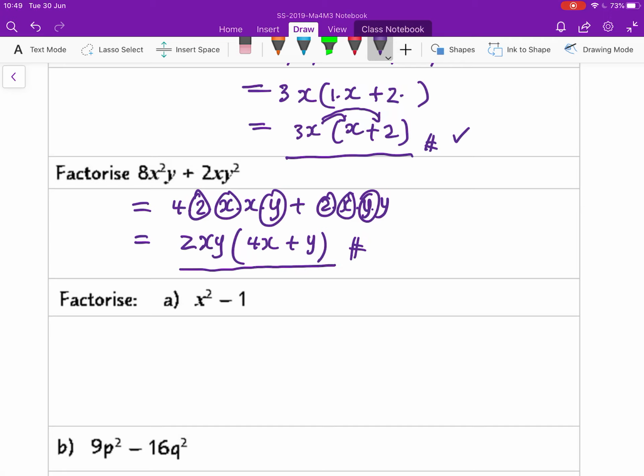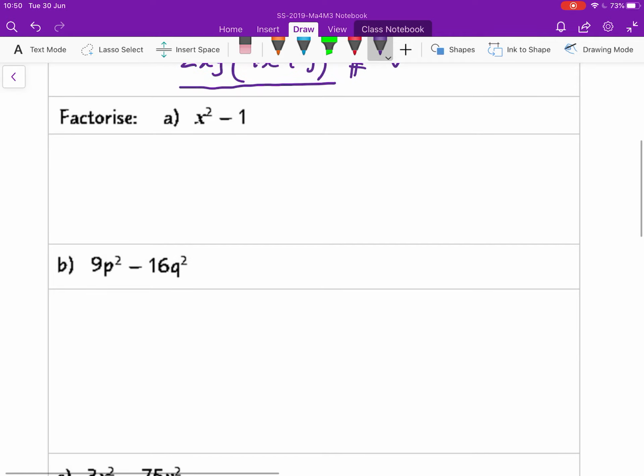So that's quite easy. Let's just check. 2xy times 4x gives me 8x squared y. 2xy times y gives me 2xy squared. So we know this is accurate. Now for factorizing the next part, you just need to recognize that this is actually a difference between two squares.